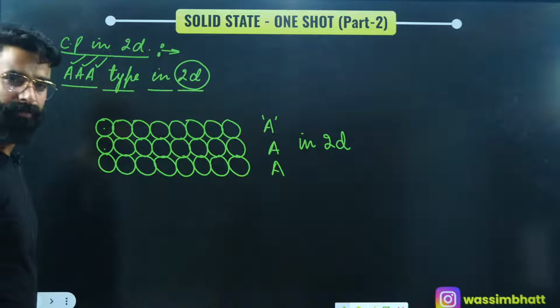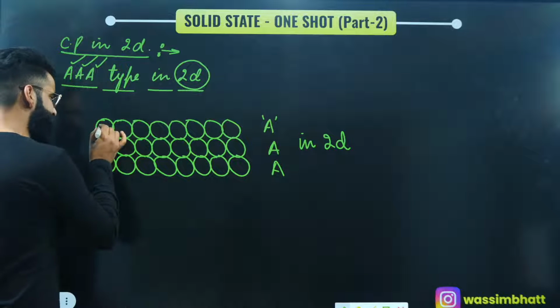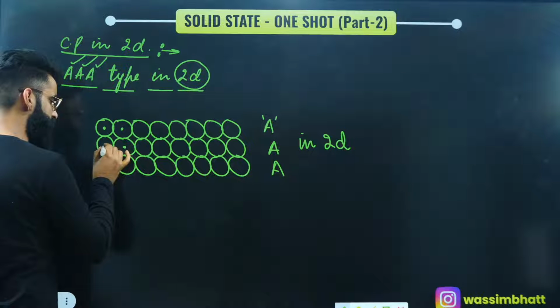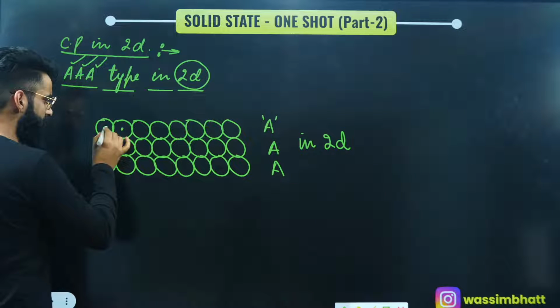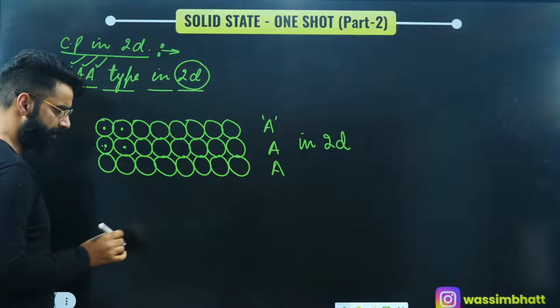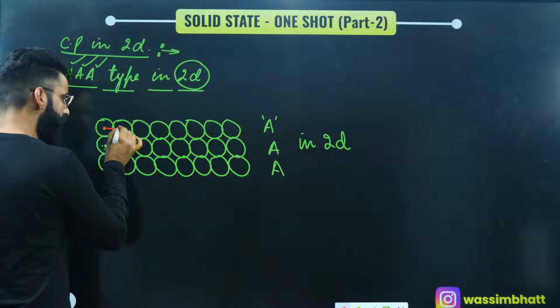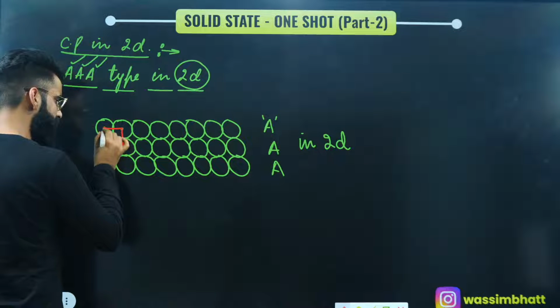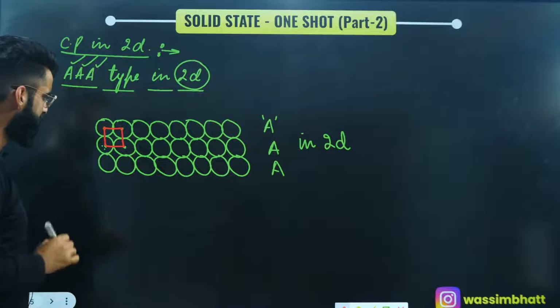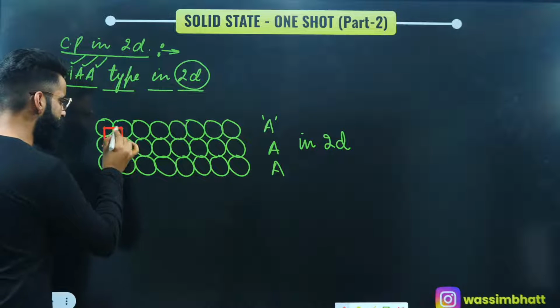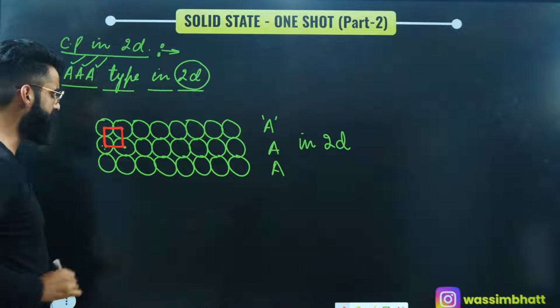Now guys, one more thing. Let me take the center of this constituent particle, center of this one, and center of this one, right? I've chosen the center of these 4 constituent particles over here. Now let me join these centers like this. So basically, I got a square shape over here, as you can see, right?